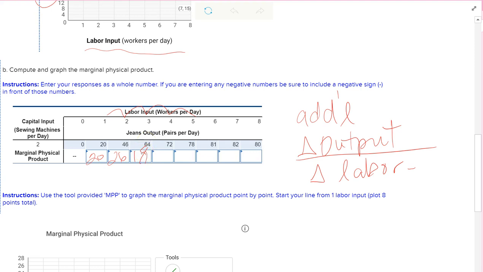64 to 72 then is 8, and 72 to 78 is 6, to 81 is 3, 81 to 82, and then notice that you've got a special situation here. It goes from 82 to 80, that's a -2. And make sure they remind you about that negative sign, but watch out for that, because you actually have what we call negative marginal product there.